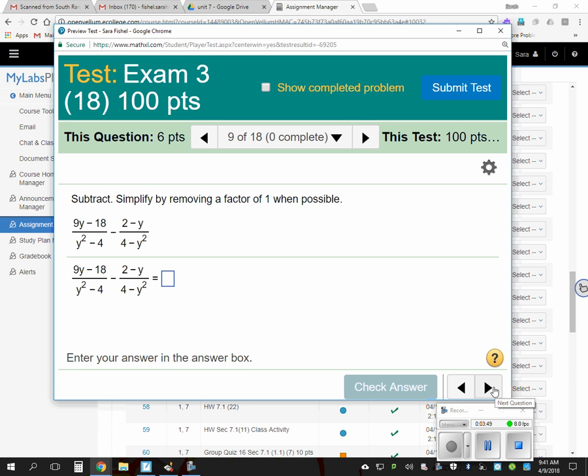Subtract, so you need to get a least common denominator. And it looks like here you're going to have to rearrange and take a negative out to make them the same. And then remember what you're going to do with the negative that you've taken out. And then remember you need to simplify as well. So don't just do the operation, you also need to always simplify.